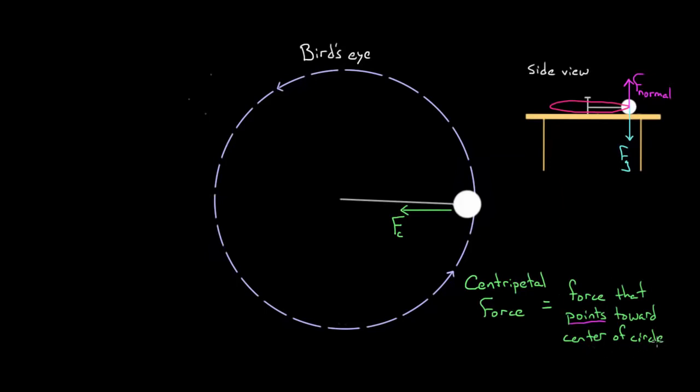And that's important because this is our first big common misconception. People think the centripetal force is a new kind of force, but it's not. It's just one of the forces we already know that happen to be pointing toward the center of the circle and that happen to be causing an object to move in a circle.